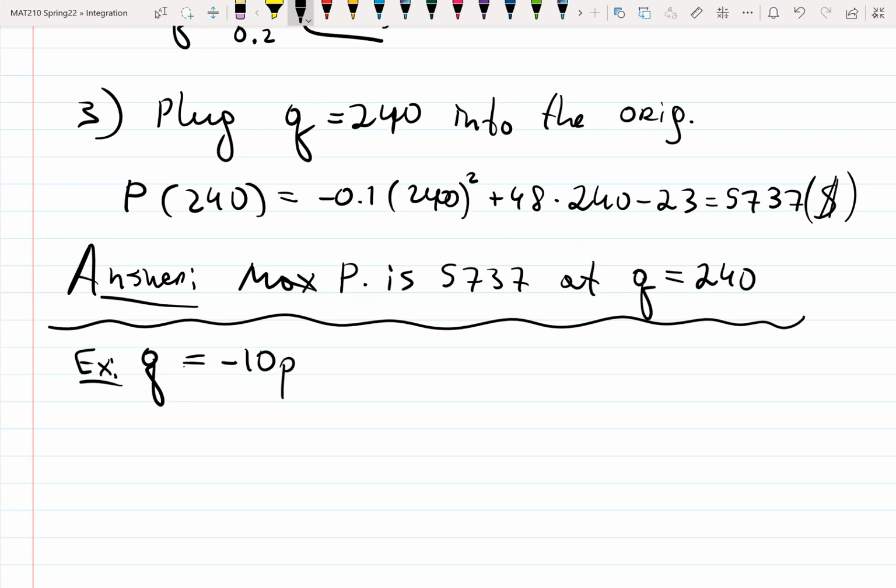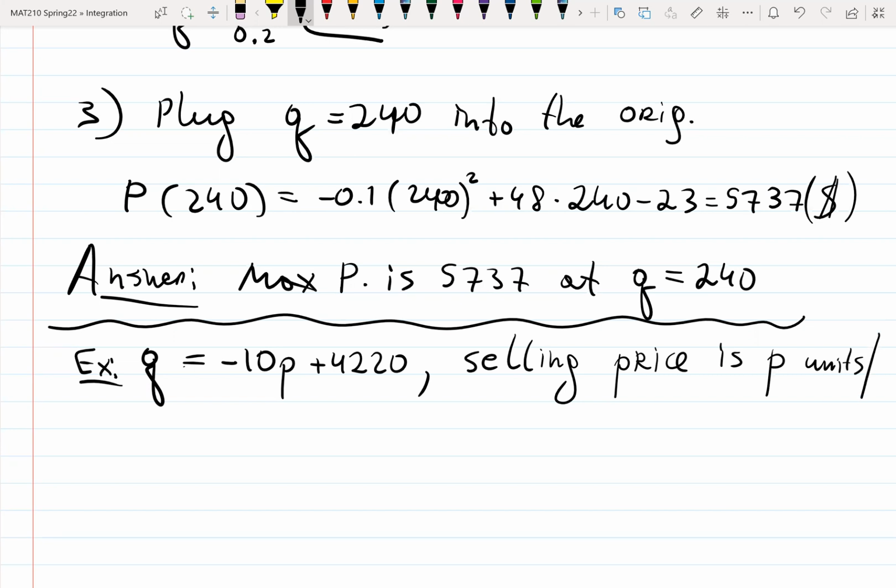Q is given as minus 10p plus 42220 million units at a selling price of p dollars per unit. Like, what the heck does this mean? What selling price would have resulted in the largest projected annual revenue? Maximize revenue. How about this? No p is given. What does that mean? And what should we do, right?